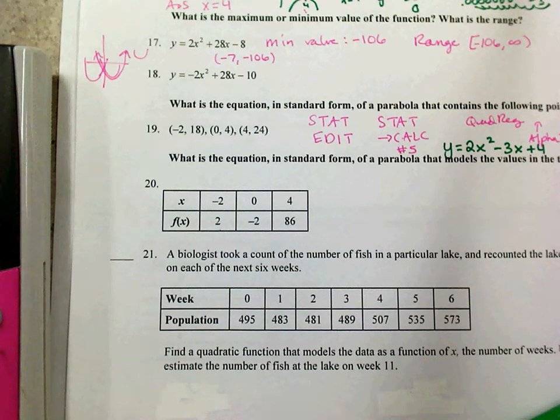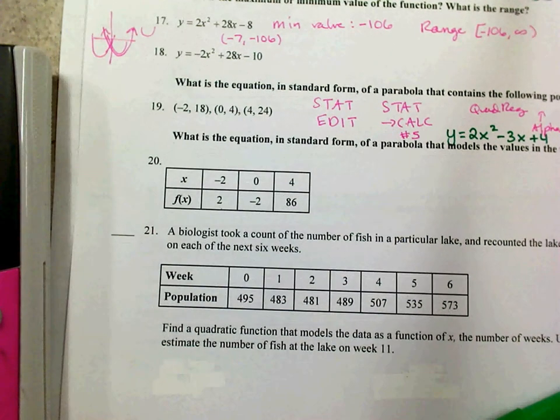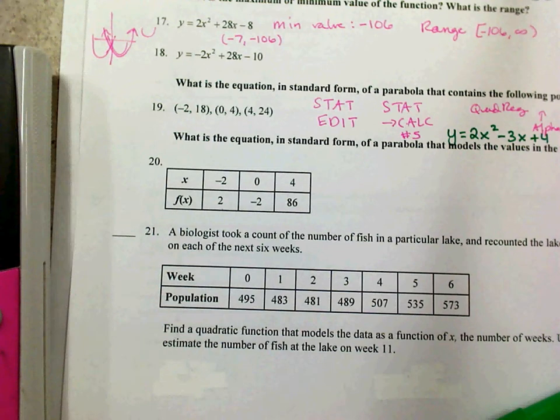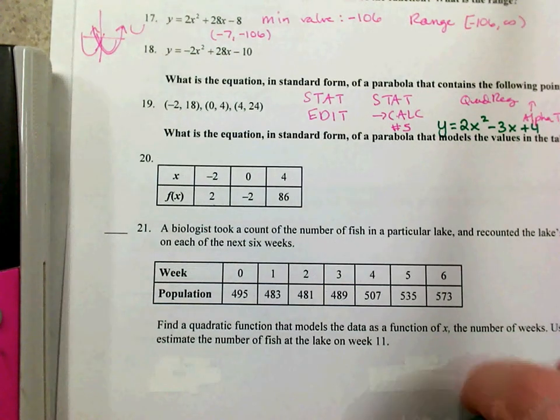Okay. A biologist took account of the number of fish in a particular lake and recounted the lake's population of fish on each of the next 6 weeks. So from 0 to 6, we've got populations. Find a quadratic function that models the data as a function of x, the number of weeks. Use the model to estimate the number of fish in the lake at week 11.